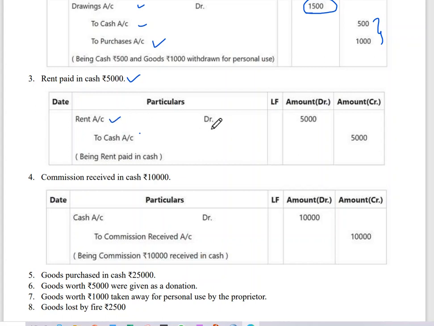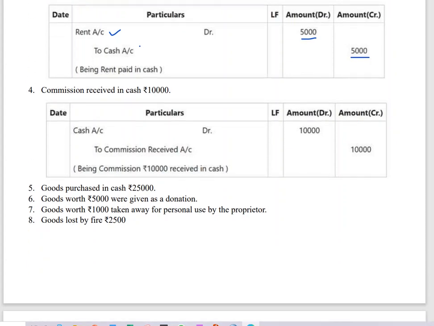So here rent account debtors to cash account, being rent paid in cash. The amount is 5000 to be debited in the rent account and 5000 to be credited in the cash account, because cash is reducing here in the business.